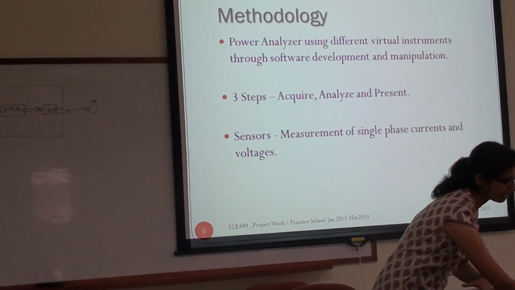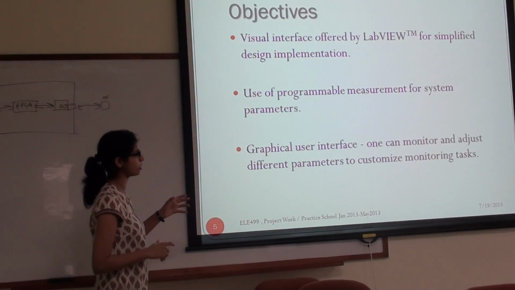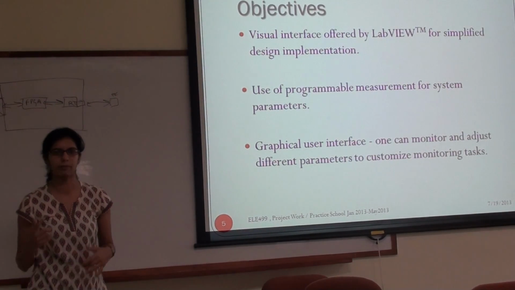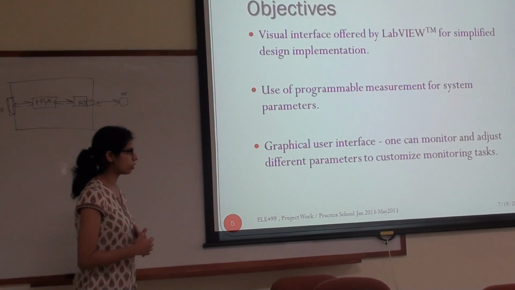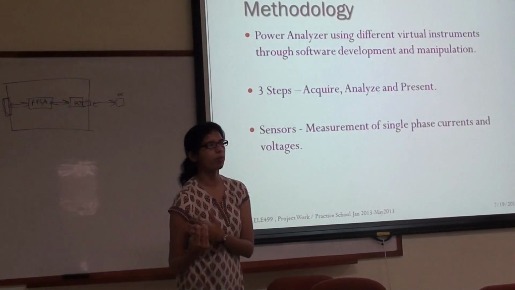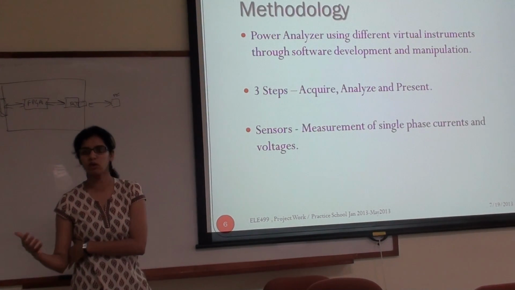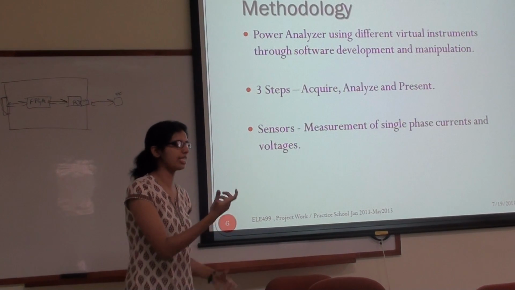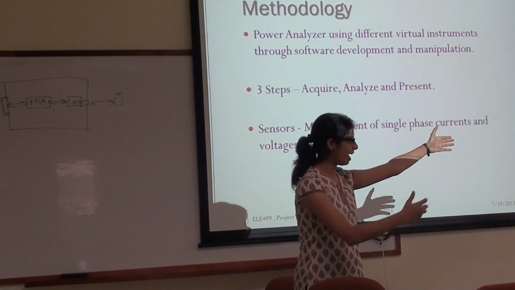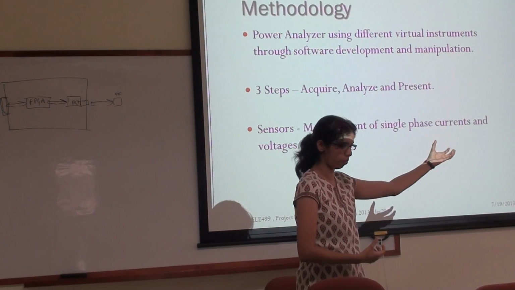So what we've basically done here is use this LabVIEW software and created an interface for simplified design implementation and measurement of these parameters like the power and voltage, current, etc. So what we've done further is three steps that go beyond it, that we've been seeing in the last four days. There's acquire, analyze, and present. So how do we go about it? The signals are acquired using sensors, basically from the system. For example, I have that supply there. I have sensors connected to it so that I can sense the voltage and current that's coming in from the point of coupling.